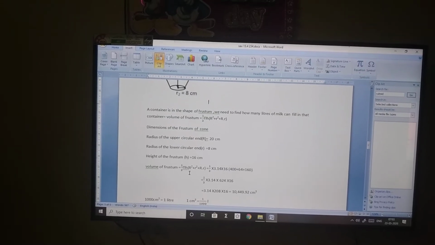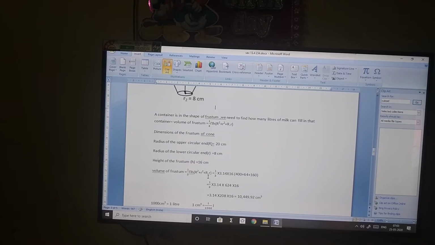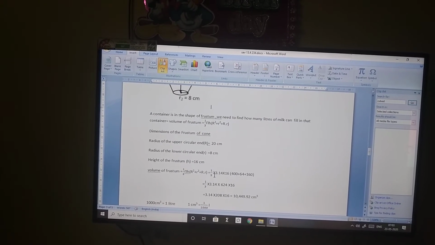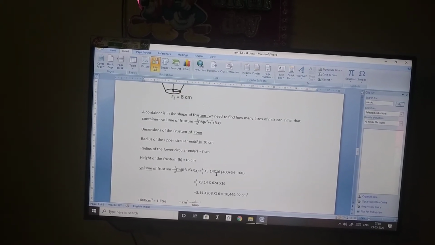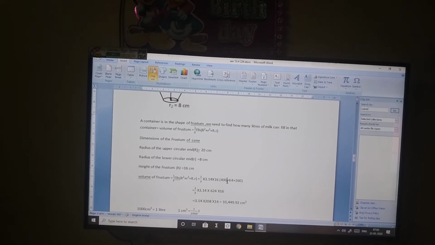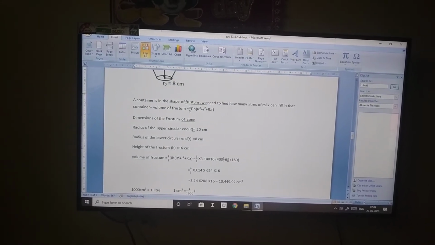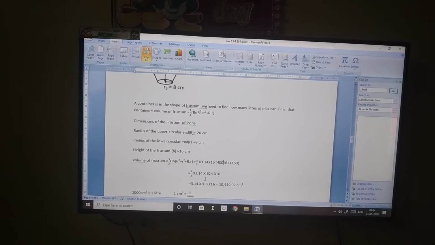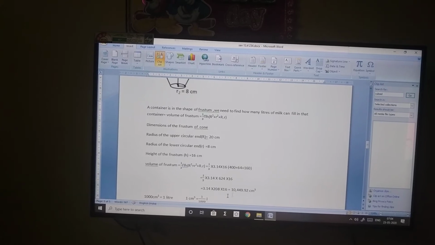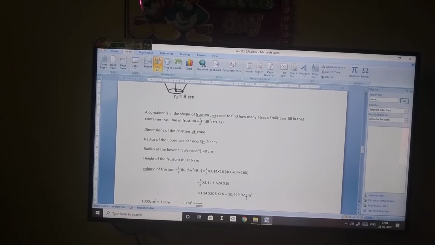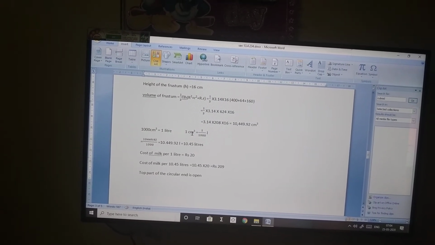So I am substituting values in this formula: 1 by 3 pi h into capital R square plus small r square plus capital R into small r. So 1 by 3 into pi value 3.14 into height of the frustum, 16, and 20 square is 400 plus 8 square is 64 plus 20 into 8 is 160. After simplifying, we'll get 10,449.92 centimeter cube.